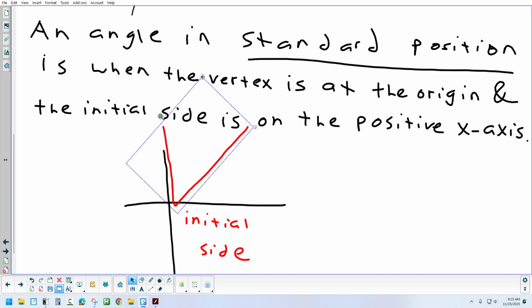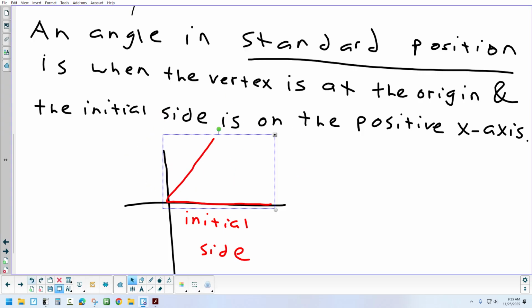So now the vertex is back at the origin. Is that standard position for an angle? Yep. No, because it's not on the positive x-axis. Right. We've got the terminal side on the positive y-axis, but that's not part of the definition. To be in standard position, the initial side has to be on the positive x-axis, and the vertex is at the origin.